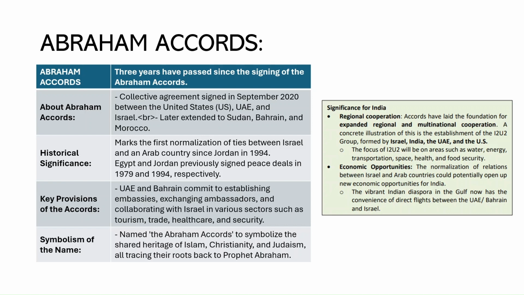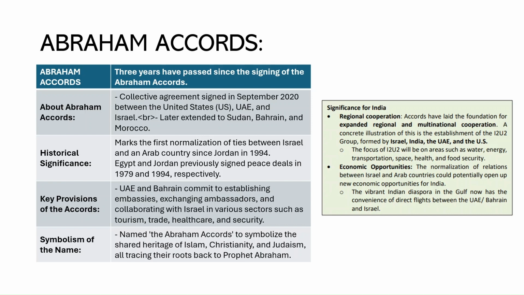And after signing of the Abraham Accord, it was later extended to include Sudan, Bahrain, and Morocco as well. Now let's understand what makes the Abraham Accord historically significant. It's the first normalization of ties between Israel and an Arab country since Jordan in 1994. Prior to that, Egypt and Jordan signed peace deals with Israel in 1979 and 1994 respectively.